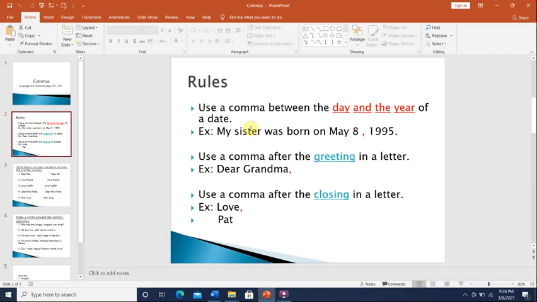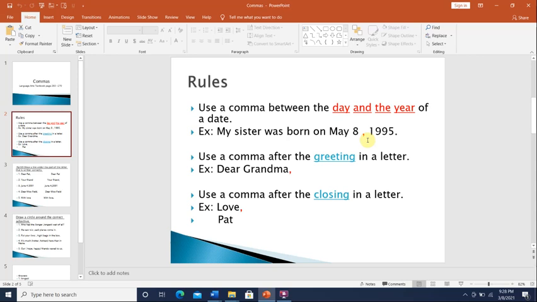is when we write the date. When we write the date, we usually write the month, the day, and the year. So, for example, my sister was born on May 8th, 1995. Okay, so May is the month, 8 is the day, and the year is 1995. Okay, so where do we usually put the comma? We usually put the comma after the day, between the day and the year. So this is the comma. Okay, so one of the first things we use a comma in is the date.